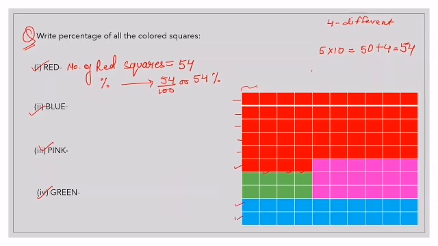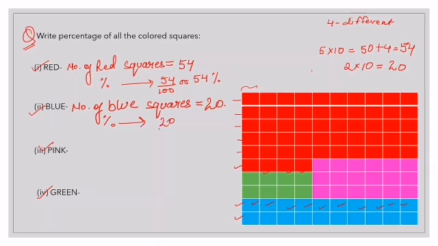There are 2 rows and 10 columns, as you can see from the figure. So 2 into 10, what will we get? We will get 20. So the number of blue squares is equal to 20. Percentage for blue squares will be 20 out of how many? 20 out of 100. So which means it is 20%. Blue is 20% of the total squares.